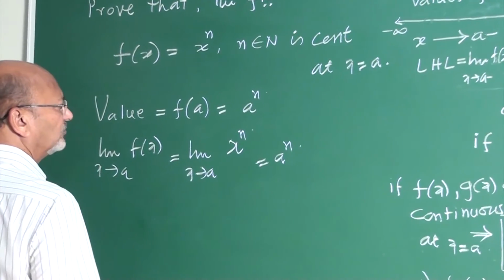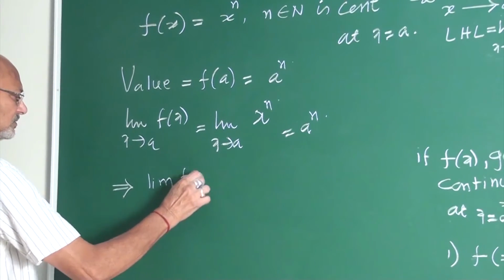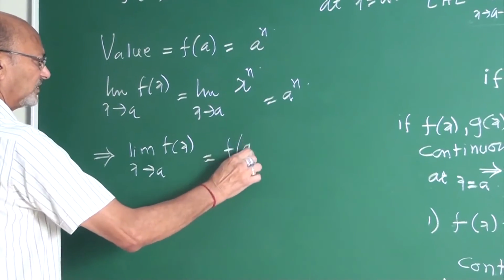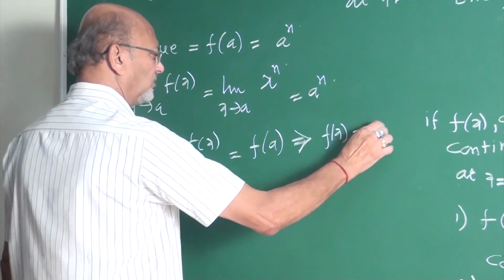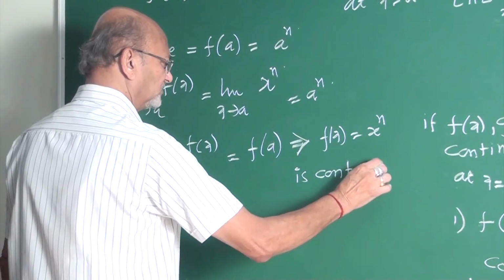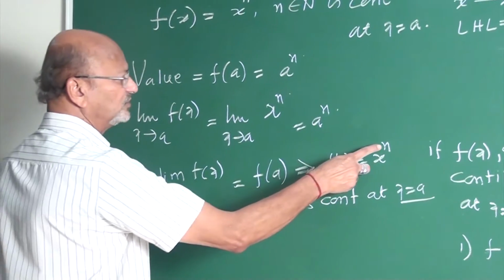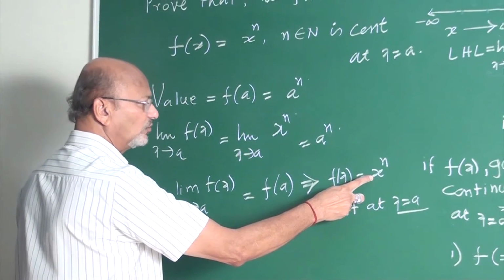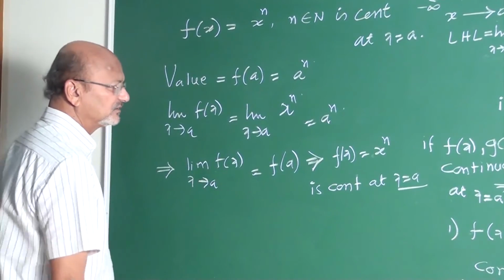From this, what is clear, my friends? It is clear that limit equals value. The limit of f(x) as x tends to a equal to the value f of a means f(x) equal to x to the power n is continuous at x equal to a. Similarly, if you put different values here, x is continuous, x square is continuous, x cube is continuous, x to the power 4 is continuous, x to the power 100 is continuous. Yes, my friends, all these are continuous functions.